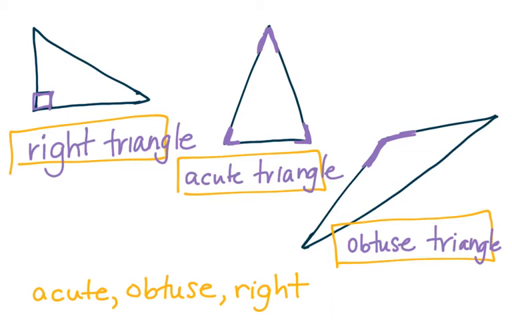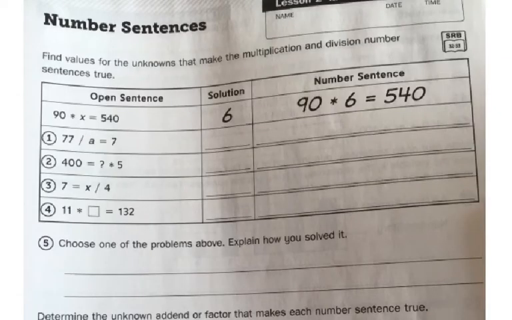So our warm-ups are made to just review the skills that we've gone over so far so that you don't forget those. You are going to go ahead and grab your packet. You're looking for sheet MM1, I believe. It says lesson 2-9A at the top. And this is what the top of it looks like. It says number sentences. You will need your multiplication chart for this. It says find values for the unknowns that make the multiplication and division number sentences true.